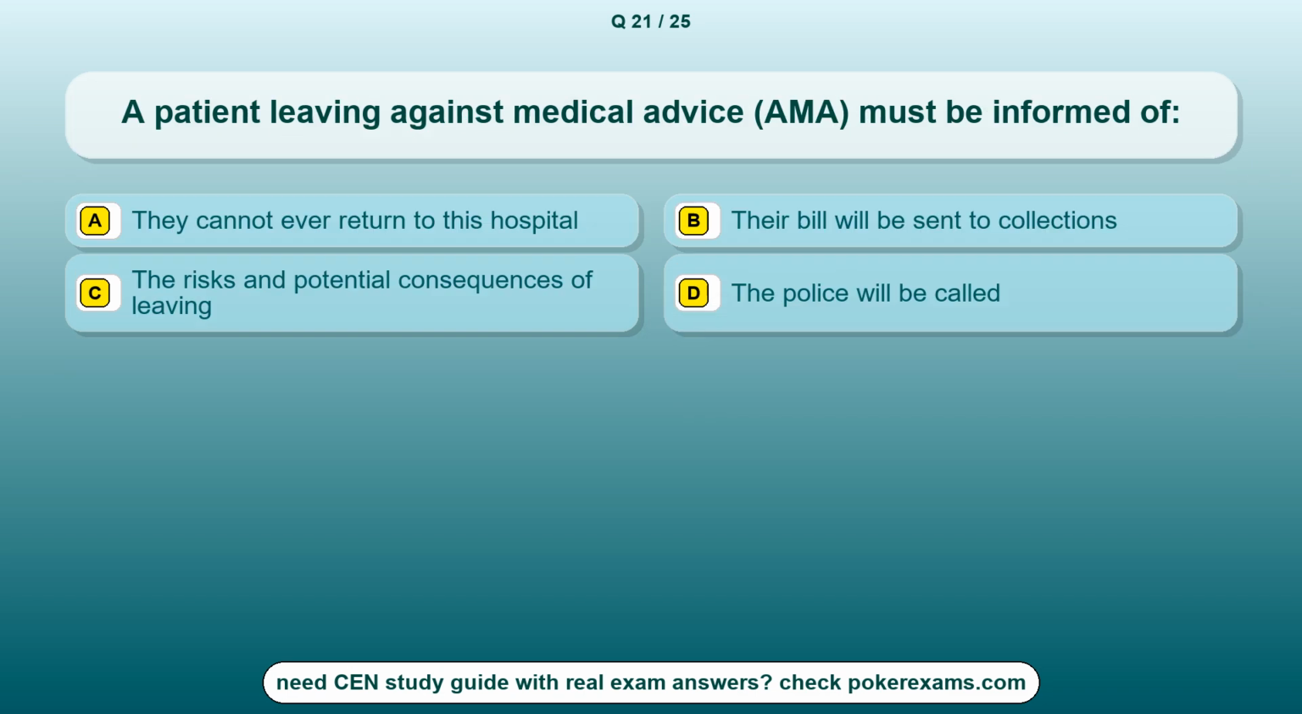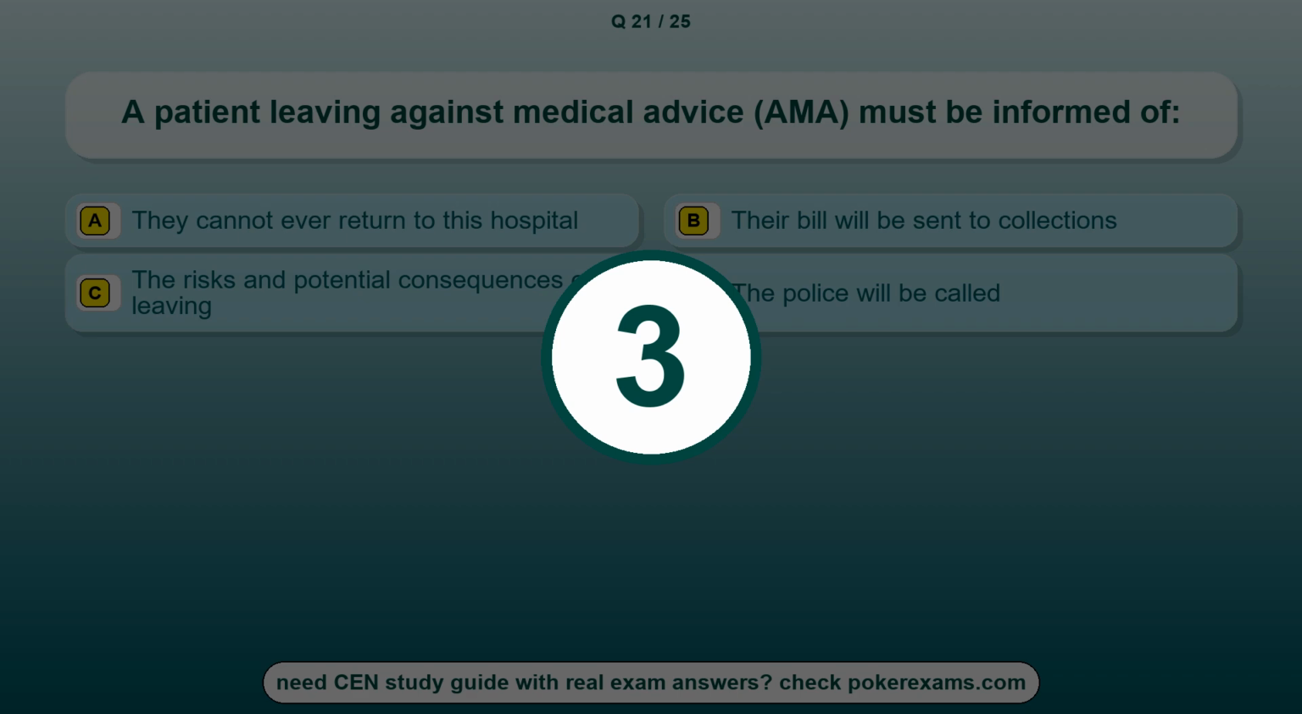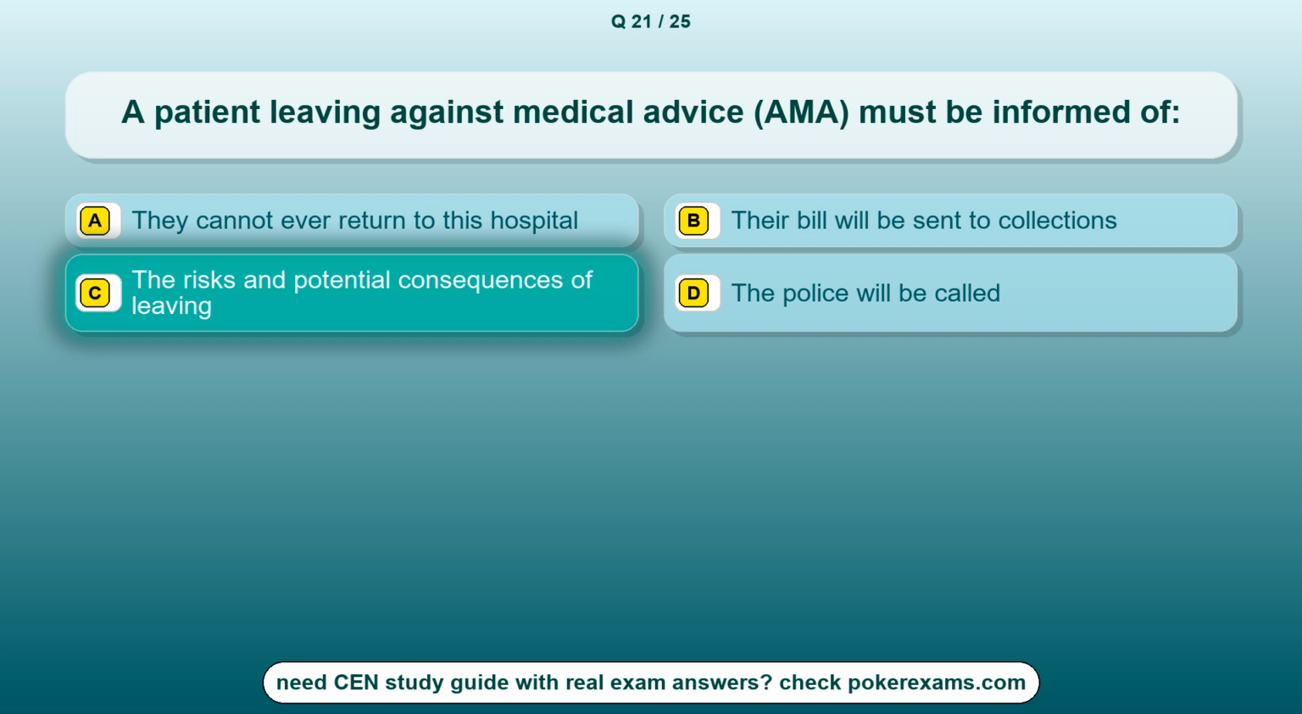Question 21. A patient leaving against medical advice, AMA, must be informed of: option A, they cannot ever return to this hospital. Option B, their bill will be sent to collections. Option C, the risks and potential consequences of leaving. Option D, the police will be called. The correct answer is option C, the risks and potential consequences of leaving.